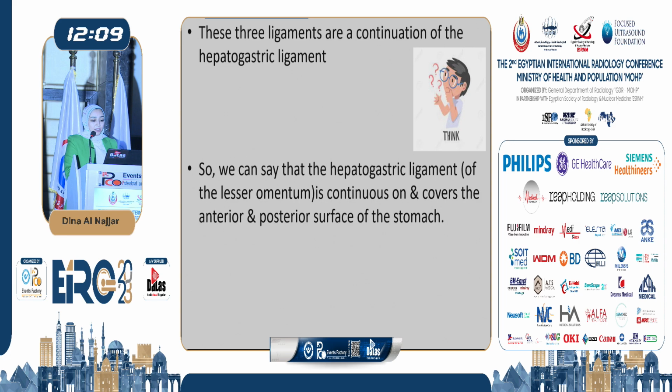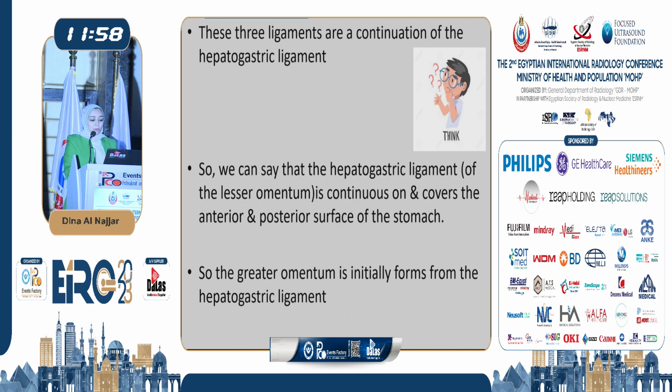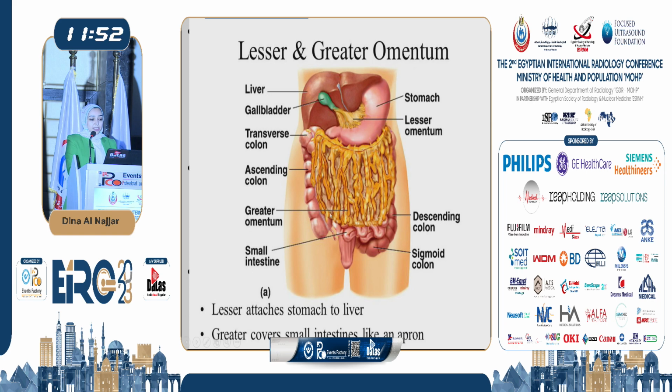So we can say that the hepatogastric ligament, which is part of the lesser omentum, is continuous with and covers the anterior and posterior surface of the stomach. So the greater omentum initially forms from the hepatogastric ligament. This is the lesser omentum between the undersurface of the liver and the lesser curvature of the stomach, and this is the greater omentum, which covers the small intestine like an apron.